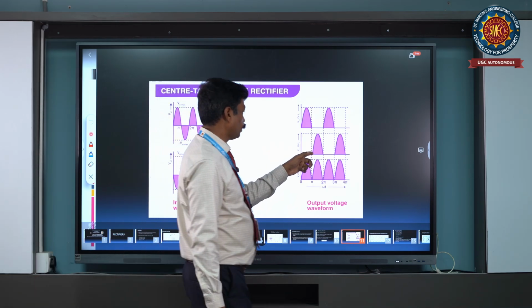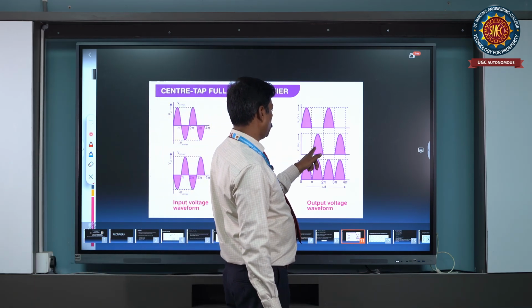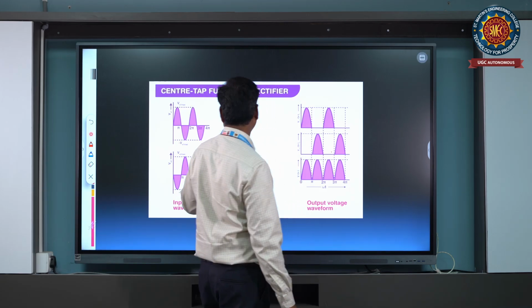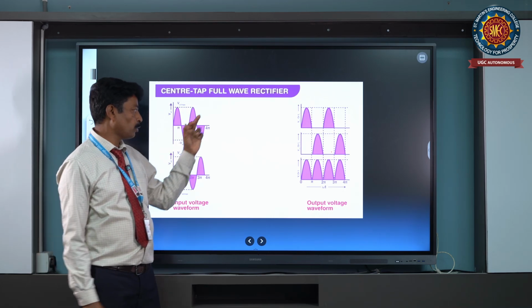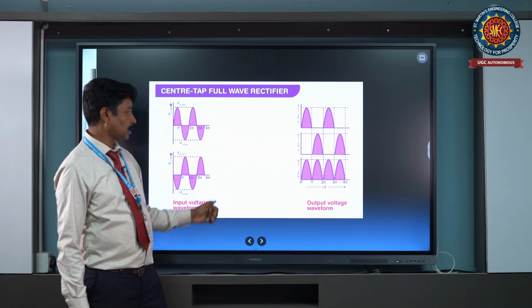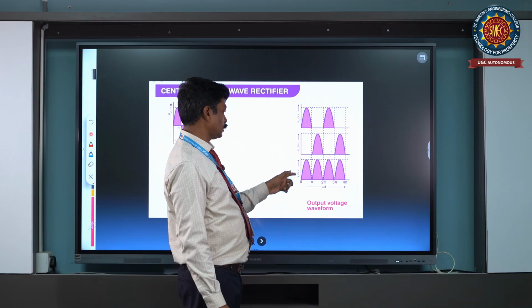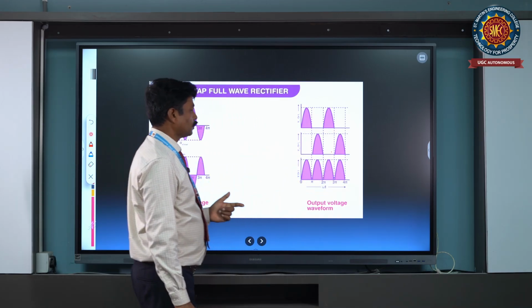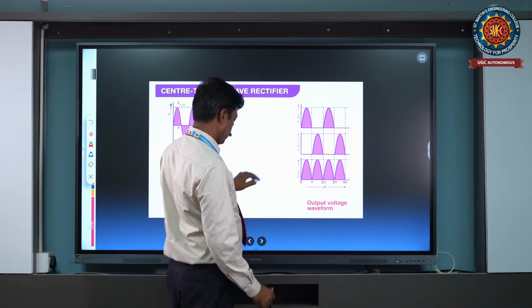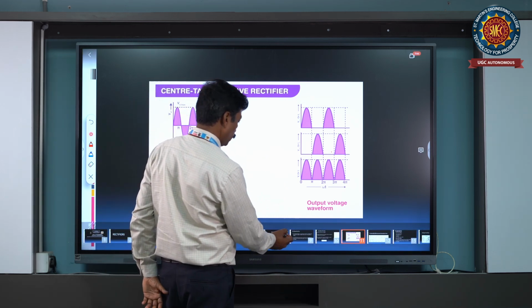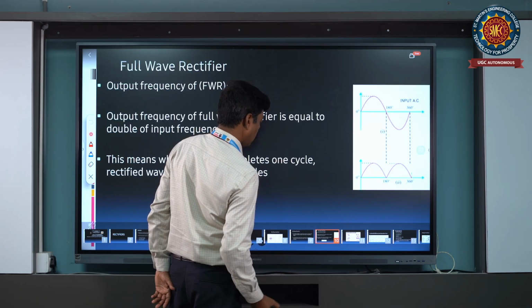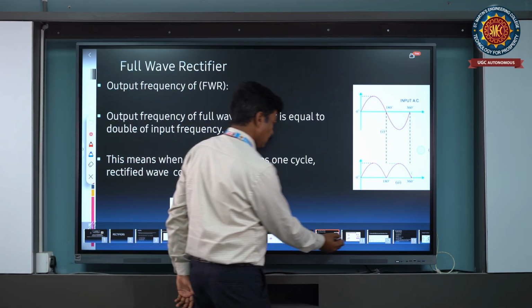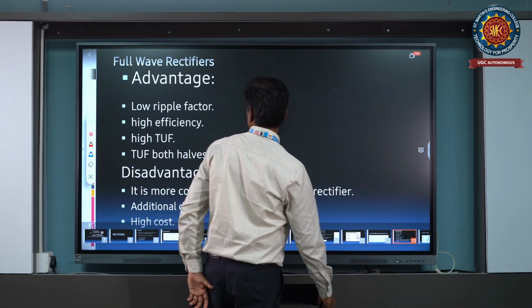So it is the combination of both diodes. Diodes 1 and 2 conduct alternately, simultaneously on and off, and that is nothing but the full-wave rectifier. The full-wave rectifier has very important applications.